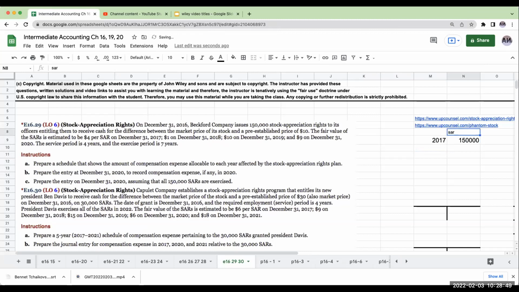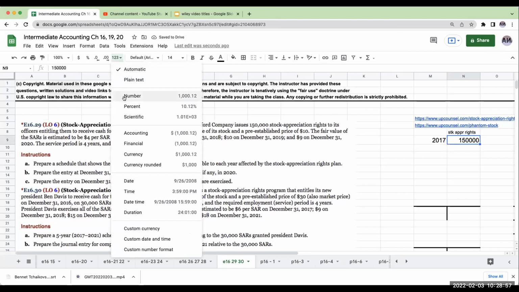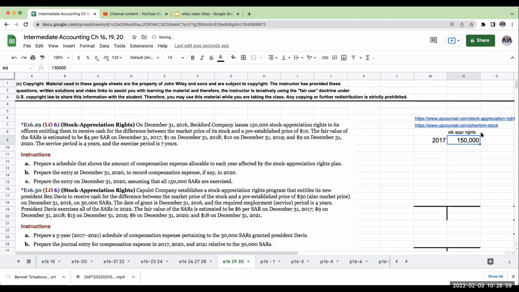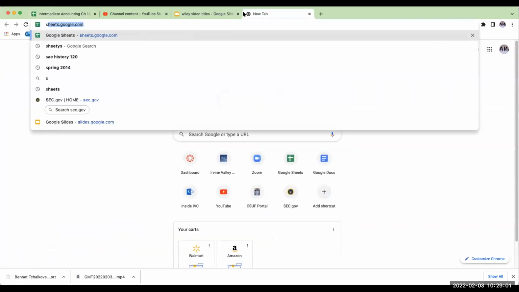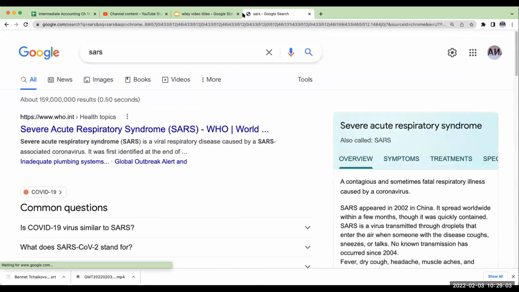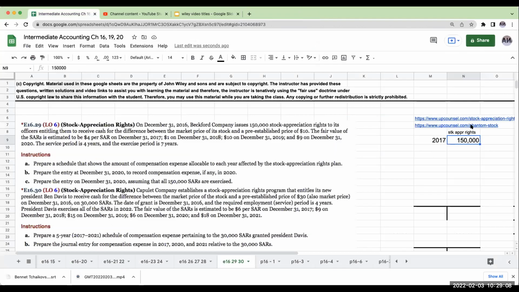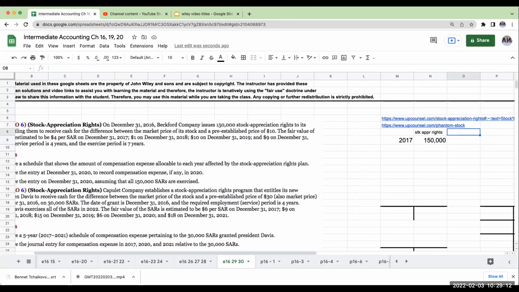Excuse me, actually, I can't call it SARs, that stock appreciation rights. If I call it SARs, I think that's some sort of a disease or something that came out. So if we see SARS, severe acute respiratory syndrome, right? That's not stock appreciation rights. You just have to be careful with those acronyms, right?